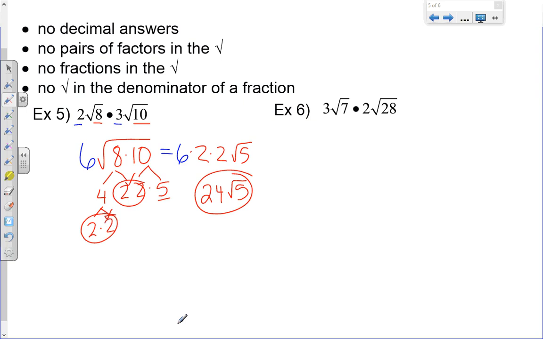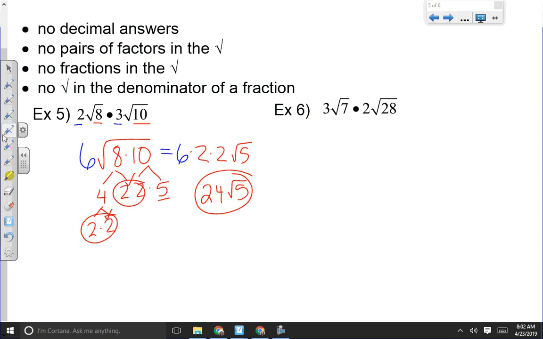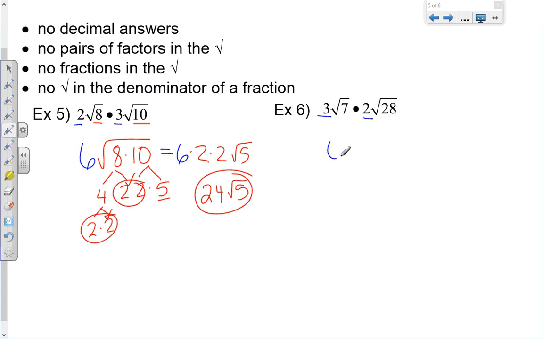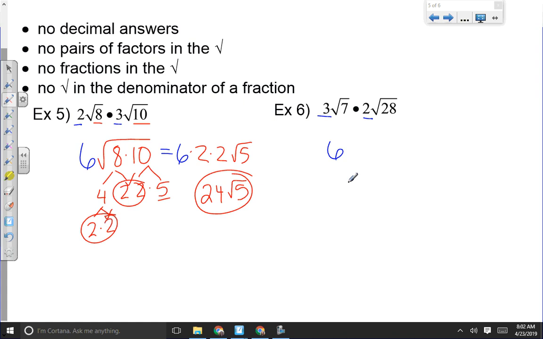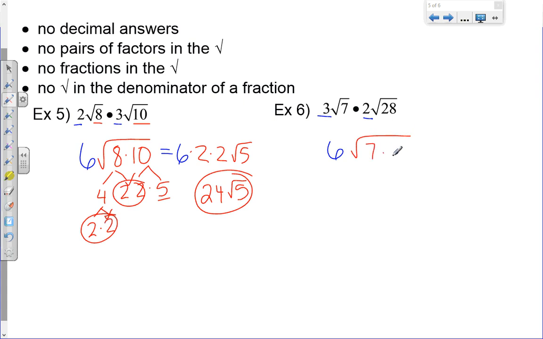And then number 6, I'm basically going to do it the same way. That's another reason I like these problems, guys, is they can develop a really nice routine. Multiply outside times outside and get 6. And then take the numbers underneath the radical and write those together. I'm going to write this as 7 times 28. There's a couple of reasons I leave it as 7 times 28.